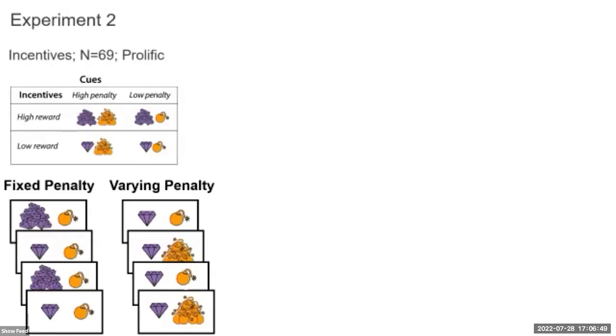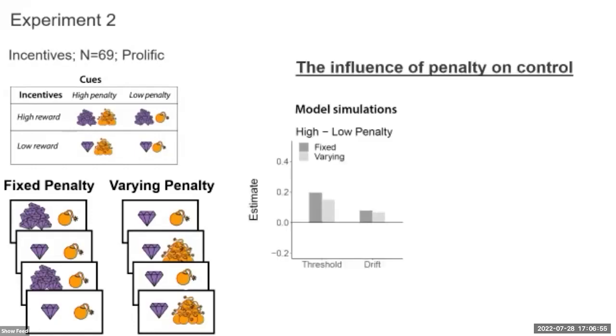And you have other blocks in which penalty is varying. So one incentive is always held fixed, one is always varying. And now the thing that we can do is look at the model predictions about the influence of penalty on control in this task. So what the model predicts here, similarly to previous work from our lab, when you look at penalties, the main prediction is that if you expect high penalties, you will increase your threshold.